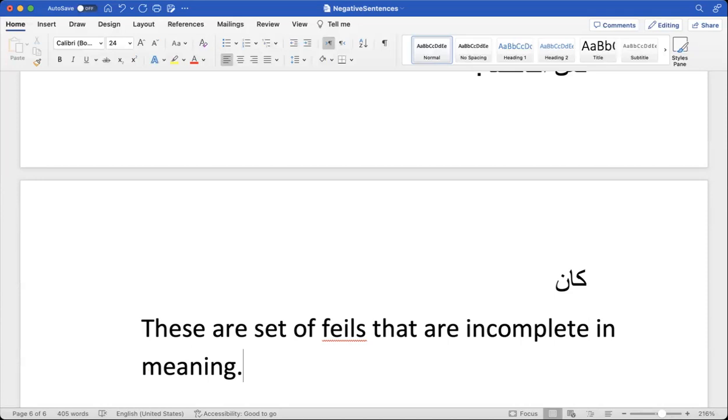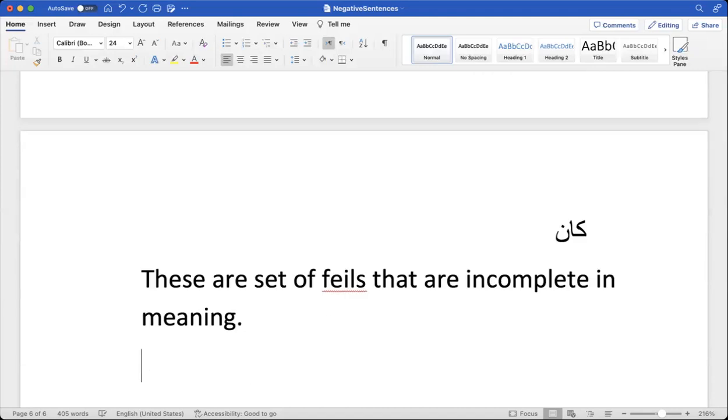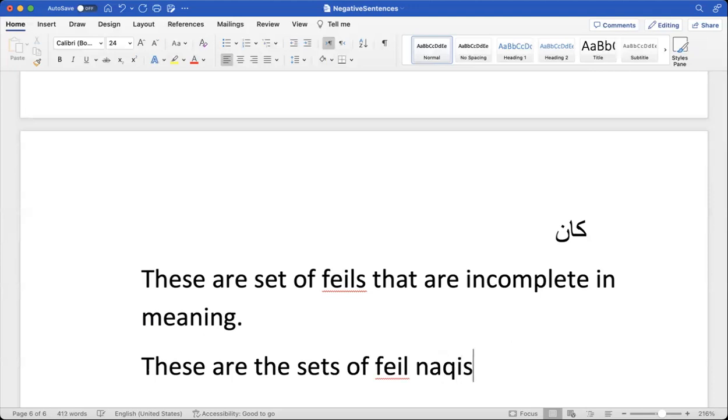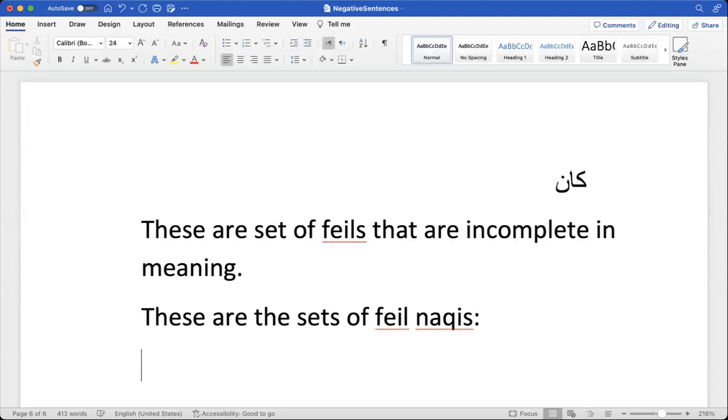Now, what does that actually mean? I will tell you about this. First of all, let's focus on kana. These are the sets of fail naqis. First is kana, and kana is their head. And the rest are called أخت kana, sisters of kana. Kana wa ikhwatuha, they are the sister family of kana.